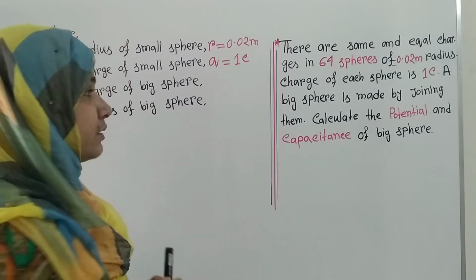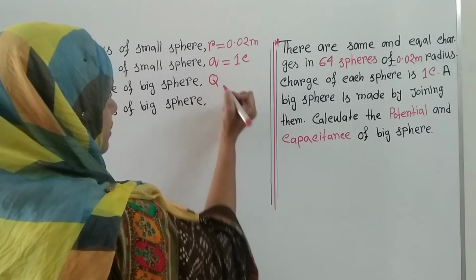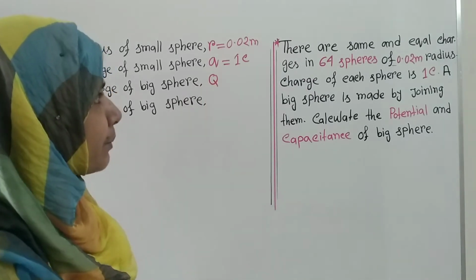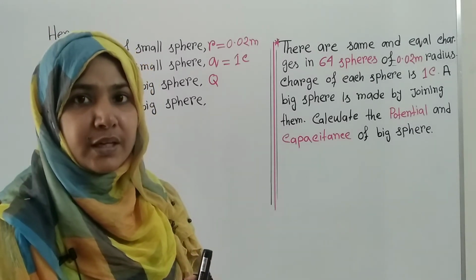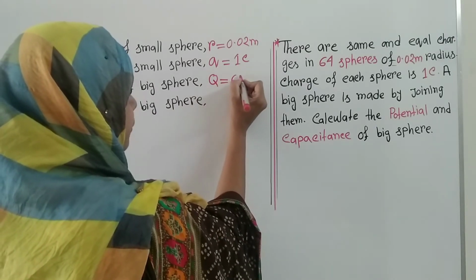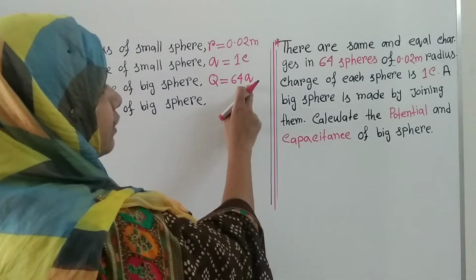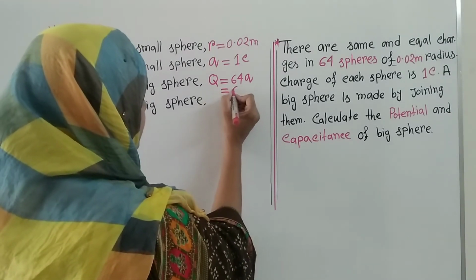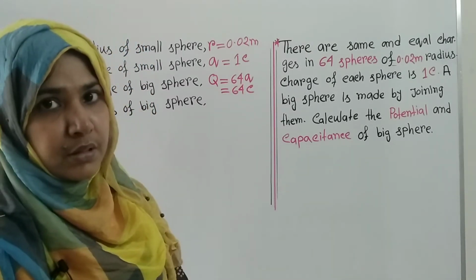Now the charge of the big sphere. If you consider the charge of the big sphere as capital Q, then here you can see that by adding 64 spheres we will get a big sphere. That means the charge of the big sphere will be 64 Q. As the value of Q is 1, so we can write that this is 64 coulomb.